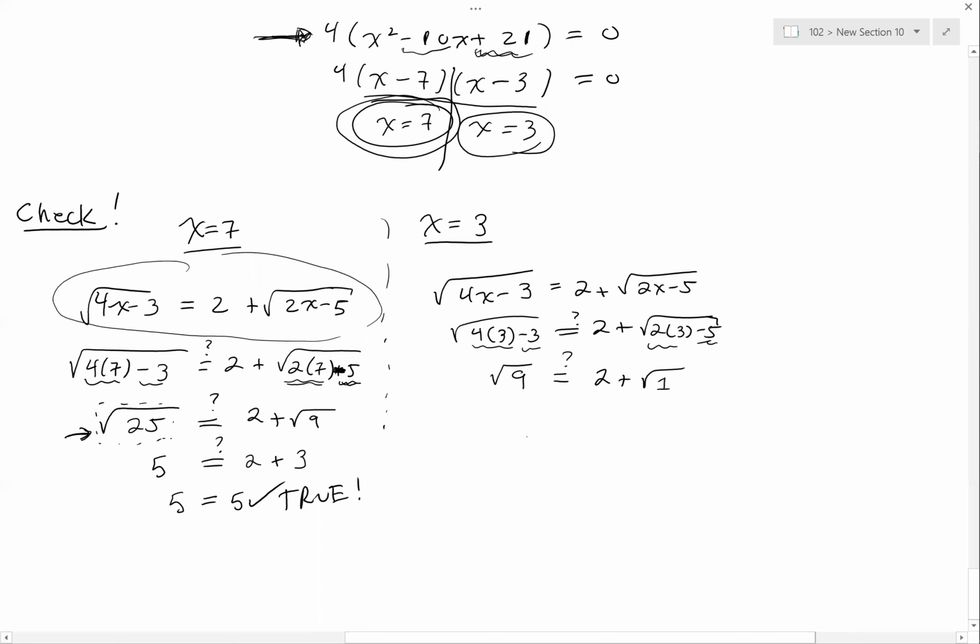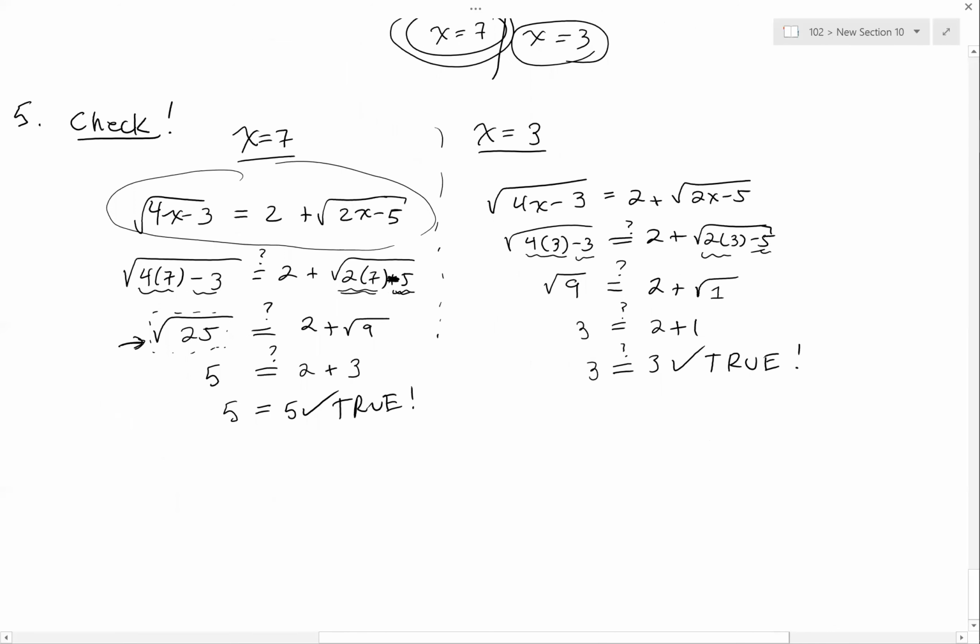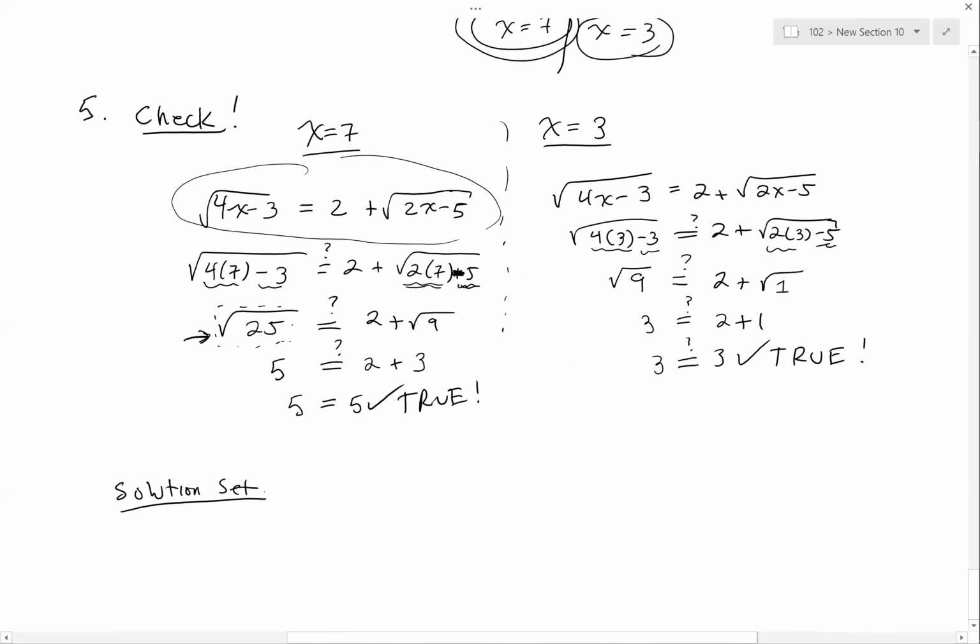The left-hand side simplifies to 3. The right-hand side simplifies to 2 plus 1. Are those the same? Yes. So for this particular example, there are 2 valid solutions. So my solution set is 7 and 3. Both are valid solutions.